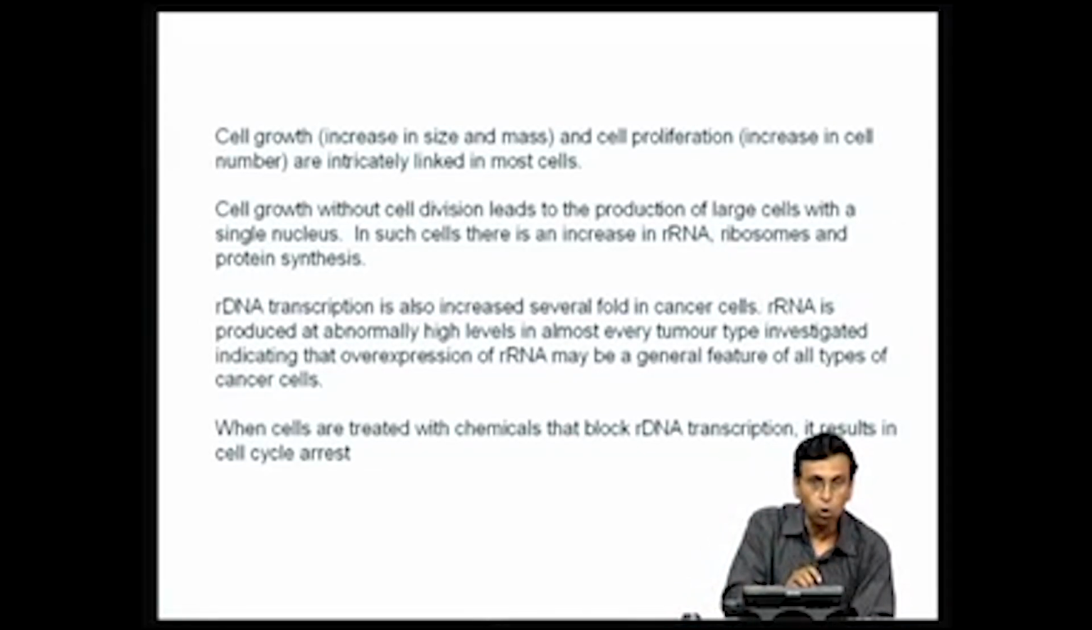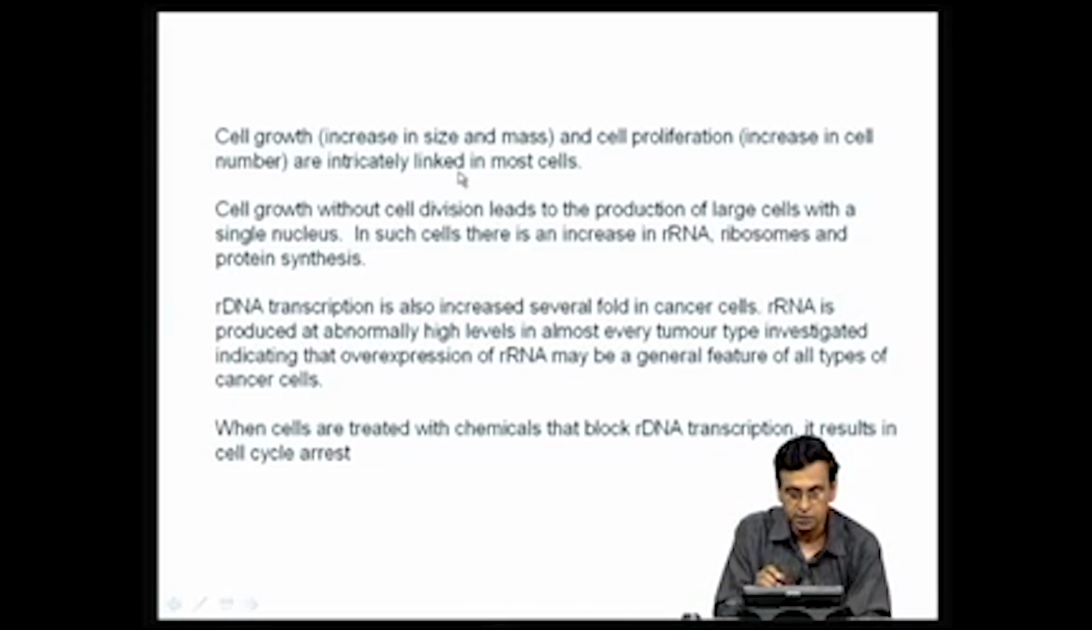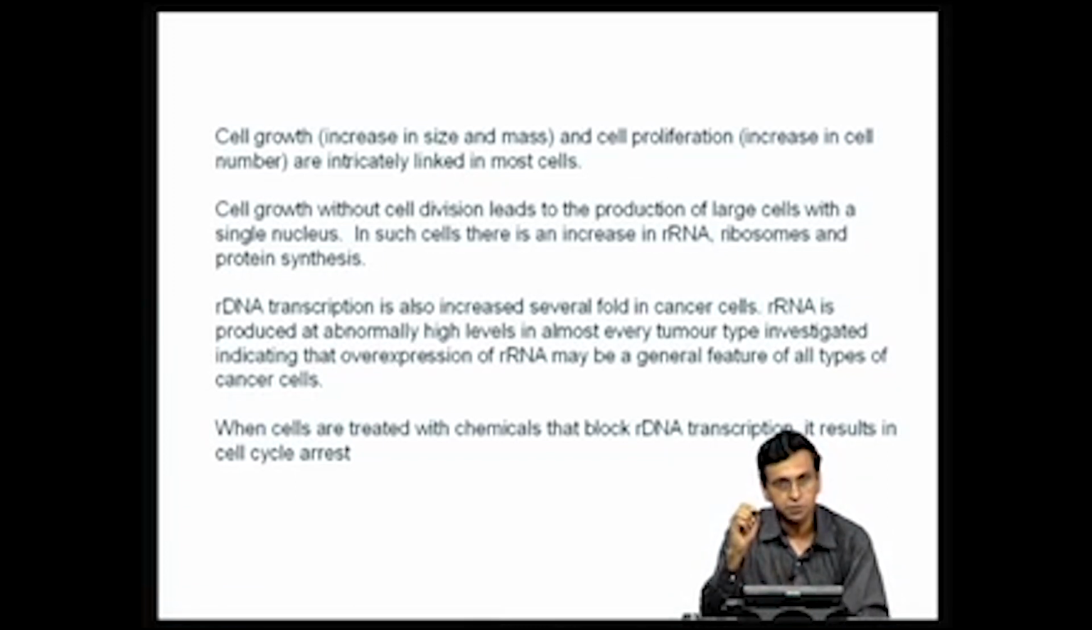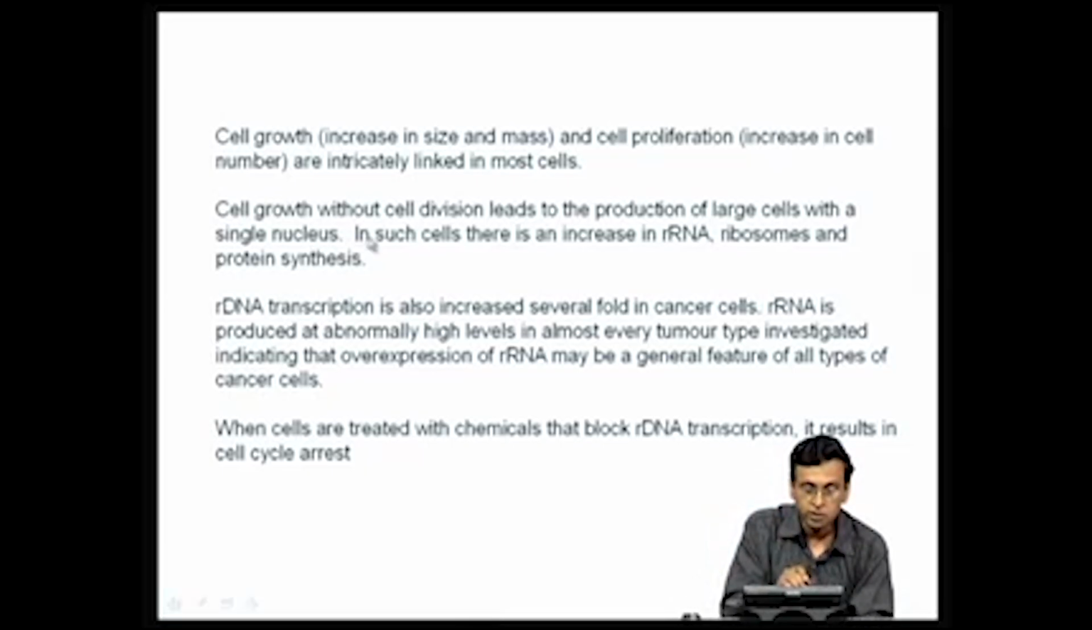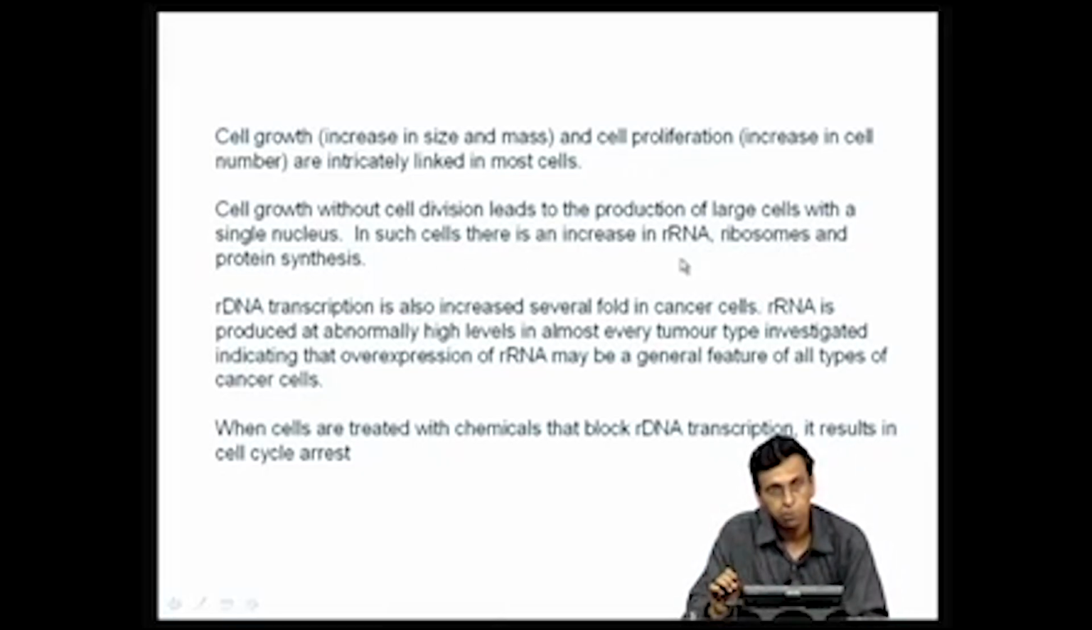Similarly, cell growth, when cells grow, there is an increase in size as well as an increase in mass, whereas when cells divide, there is an increase in the cell number. All these events are intricately linked, okay? And cell growth without cell division leads to production of large cells with a single nucleus, and in such cells there is a dramatic increase in ribosomal RNA, ribosomes as well as protein synthesis.